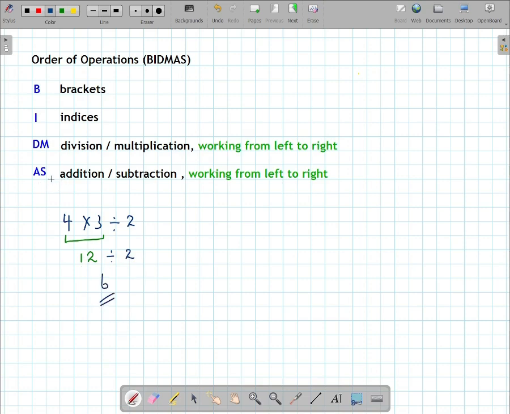So when you have addition and subtraction only in your question, you have to start from left. It's like 4 subtract 2 and 3. So you start from left. Okay, 4 subtract 2, that is 2 and 3. 2 and 3, that is 5.